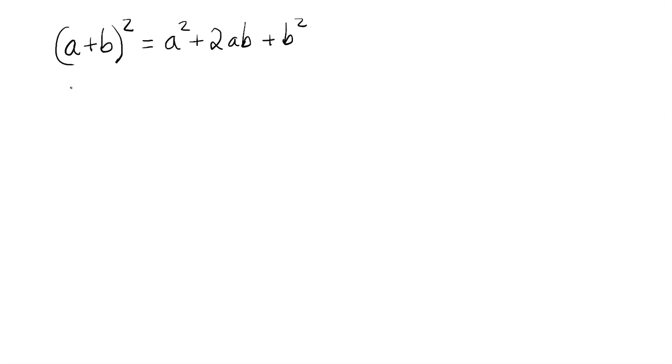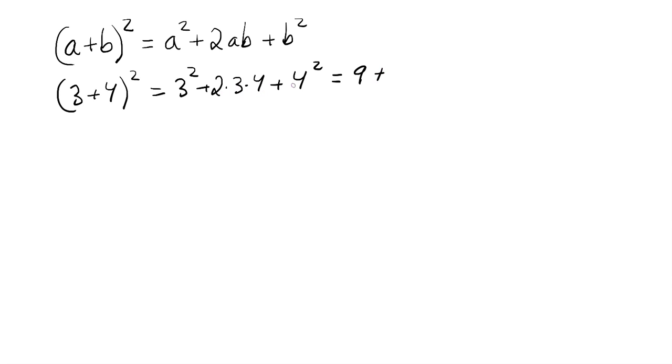So for example, if I have 3 plus 4, I want to square it. Then the rule is square the first, square the second number, and then take the double product of the two numbers. Here is the product of the two numbers, 3 and 4. So this will become 9. So this is 12 times 2, so 24, and 16. This plus this is 40, so 49. So this is an example of this first rule, squaring a sum.